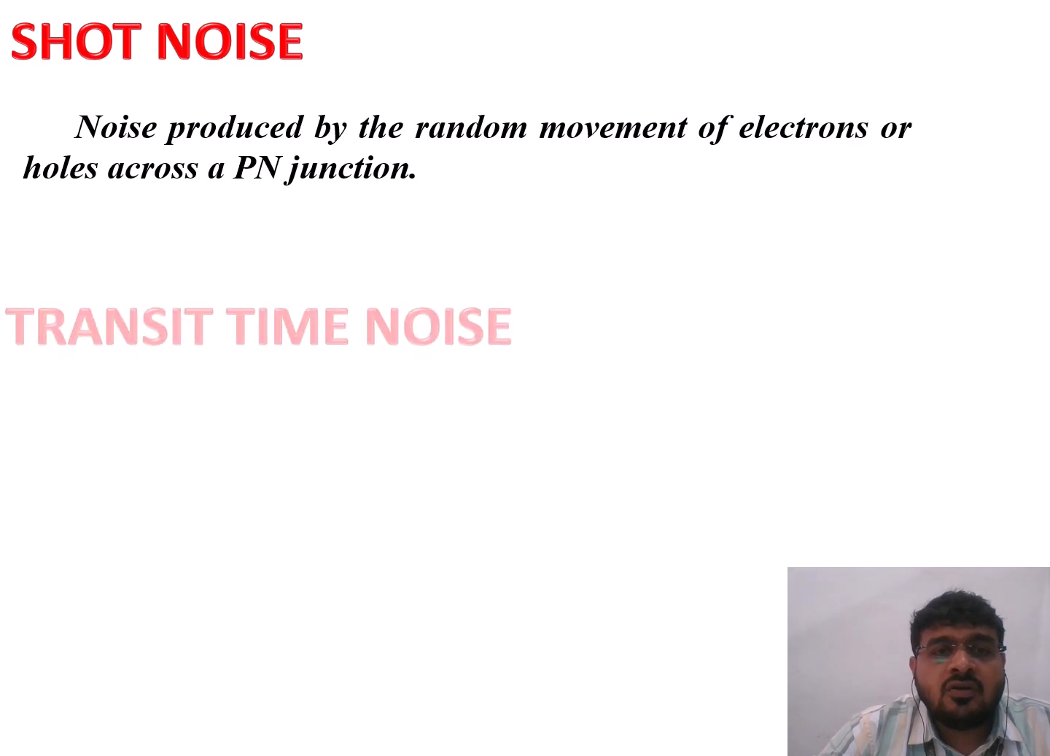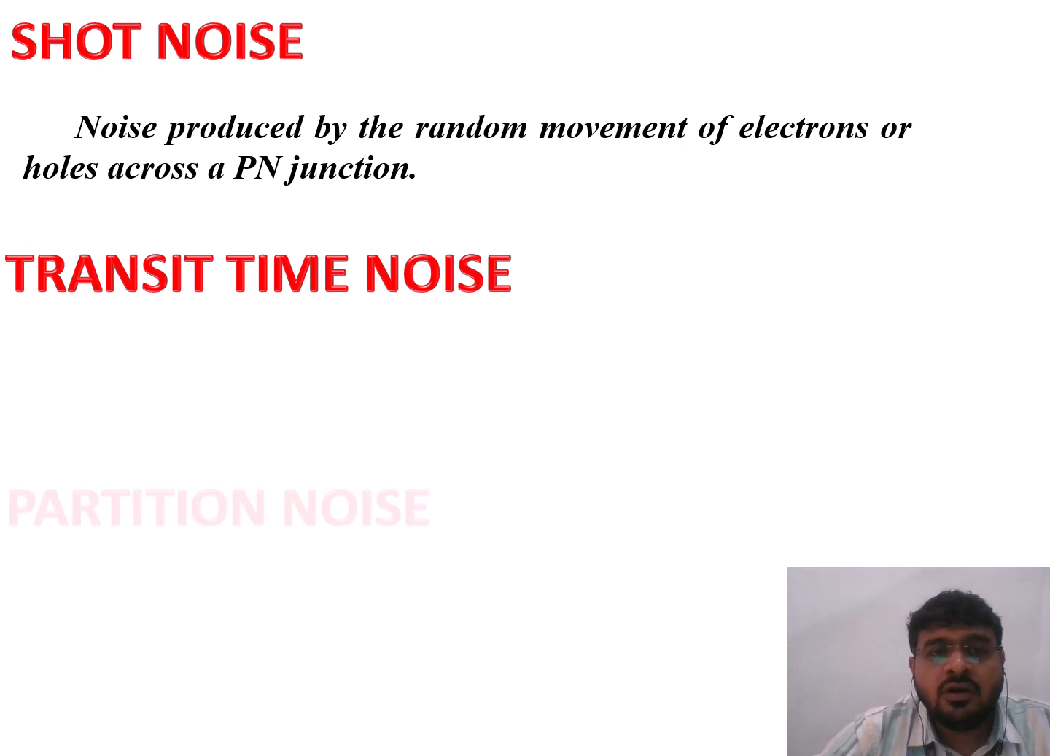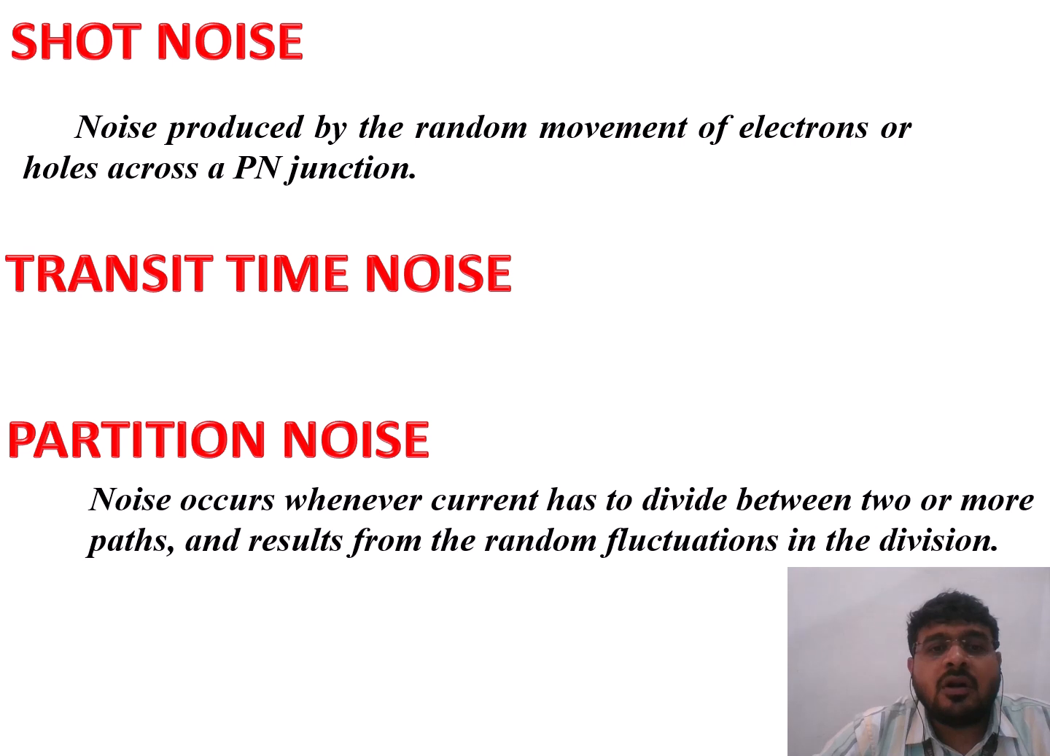Now there is another one called shot noise. The noise produced by the random movement of charge carriers across junctions is called shot noise. Then in this you have transit time noise and partition noise. What is partition noise? It is noise that occurs whenever current paths divide, and results from the division.